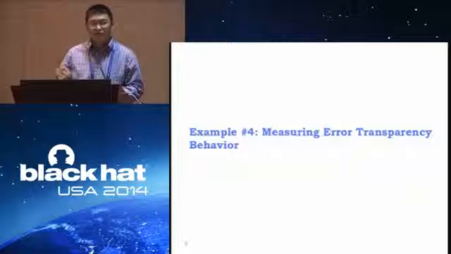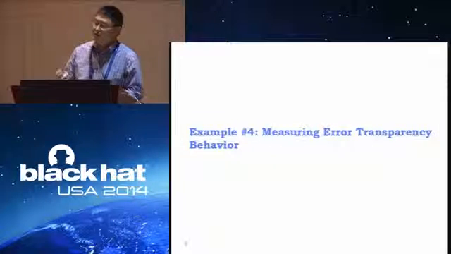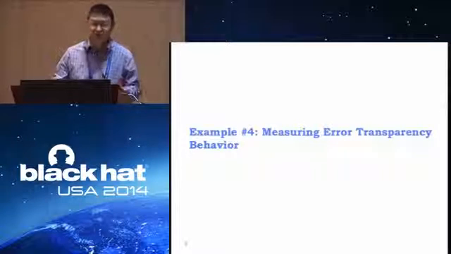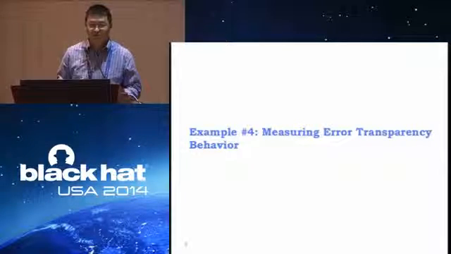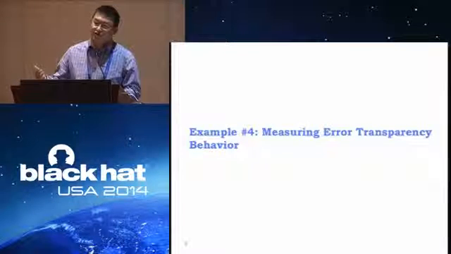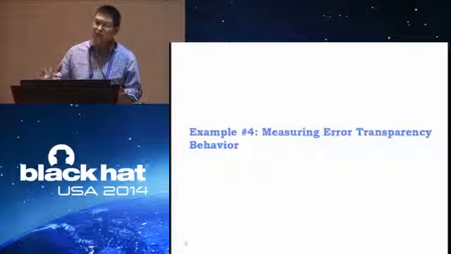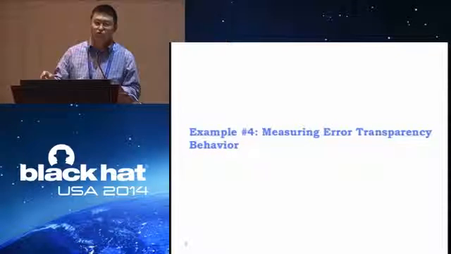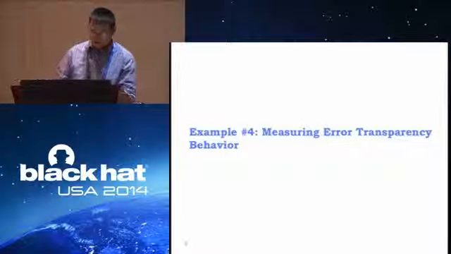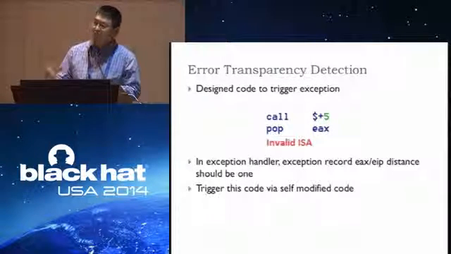Error transparency is a very important feature for binary instrumentation, because the target code always has different exceptions, this kind of stuff. People try to catch the exception in their code. So for a binary instrumentation platform, you have to deal with this kind of case correctly to make sure the exception can be dispatched to the target code correctly. So here we put one simple example.